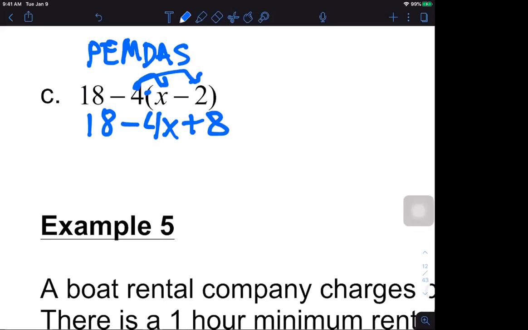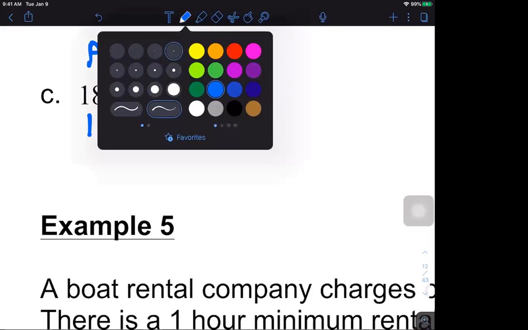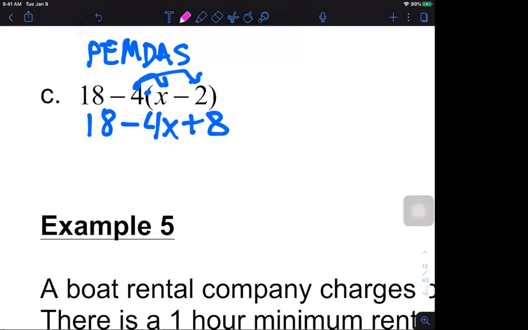Now we're going to use our like terms. Anytime we're writing an algebraic expression, we always want to put the highest power variable first. In this case, we only have one, which is the 4x. But if we look here, we could combine our constant terms, which are 18 and an 8. So we'll bring the 4x out front. 18 plus 8 gives us 26. And our final answer will be negative 4x plus 26. Anybody have any questions on that?